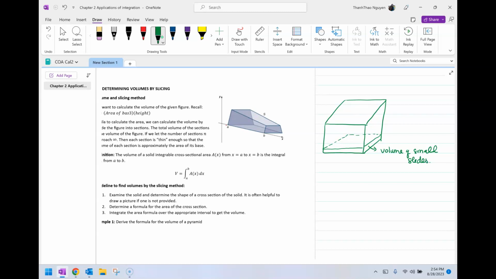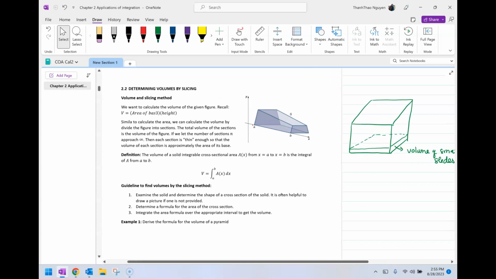If the number of those slices goes to infinity, then the volume of each slice approximates the area of the cross section of that figure. So that is the idea. The volume of the solid with integrable cross-section area A of x from x equals a to x equals b is V equals the integral from a to b of A of x dx.